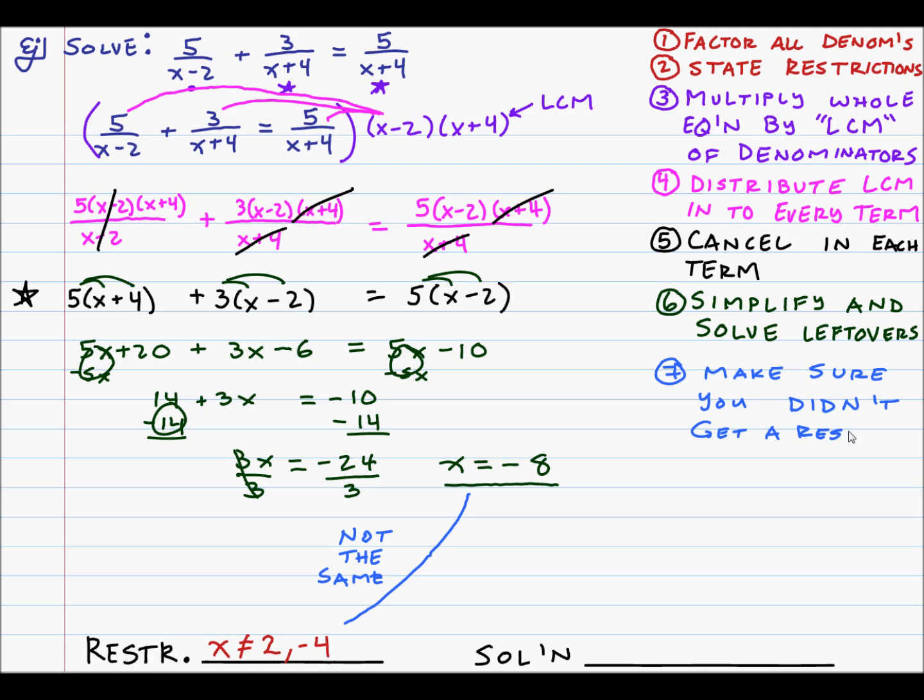So all we do is make sure that we didn't get a restriction as one of our solutions. Looking at this, I simply have to ask myself, are those restrictions the same thing as negative 8? So is 2 the same thing as negative 8? No, they're not. So we're good there. And is negative 8 the same thing as negative 4? Well, they're related, but no, they're not the same. Since they're not the same, we get our one solution, x equals negative 8. That is the number that makes this entire equation up here totally true. If we plug in negative 8, we would get a true equation.